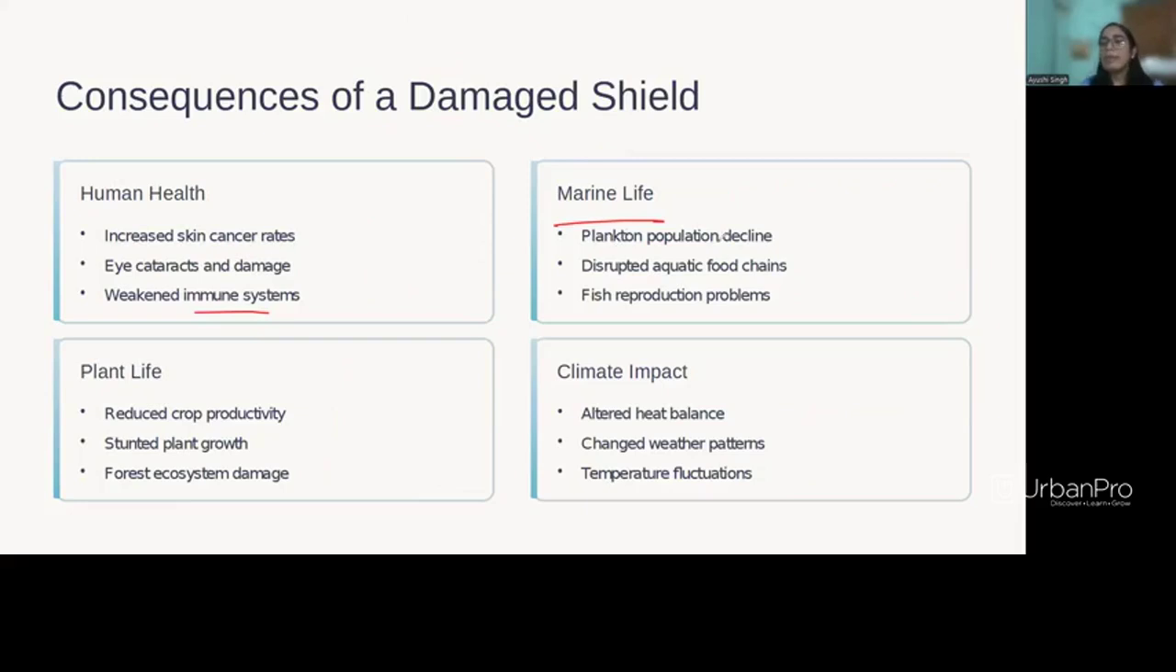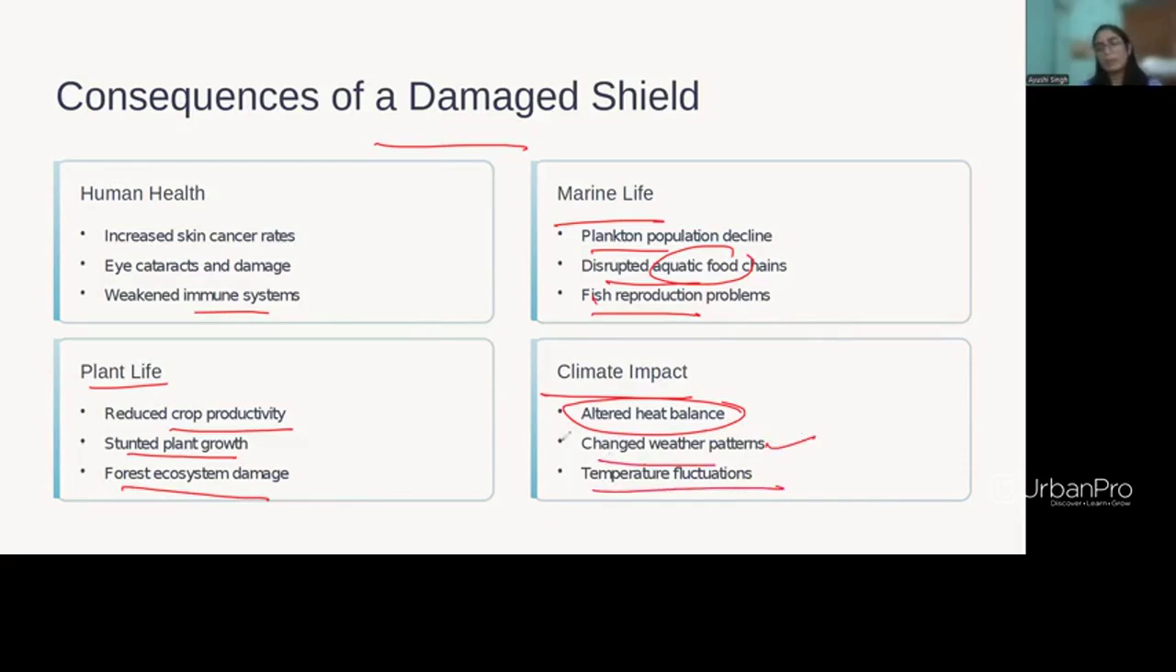Marine life also will be affected, because the plankton population will decline rapidly. Then the aquatic food chain will also be disturbed, and fish reproduction will have problems, and everything will be affected. Now plant life: reduced crop productivity, stunted plant growth, and forest ecosystem damage. If we talk about climate, the heat balance, like I discussed already, will be affected. Then changes in weather patterns will be seen, and temperature fluctuations will occur a lot.